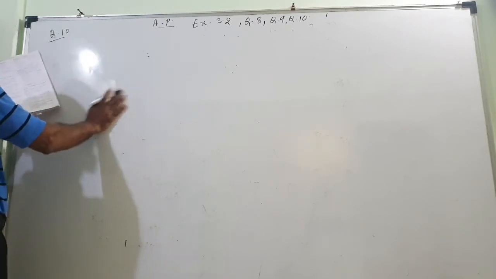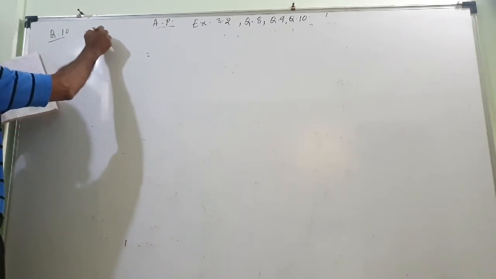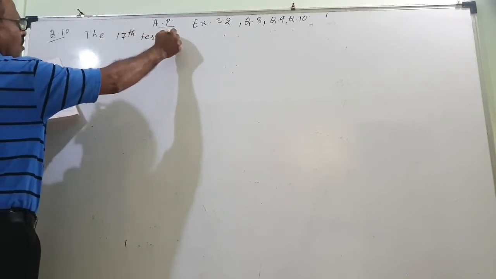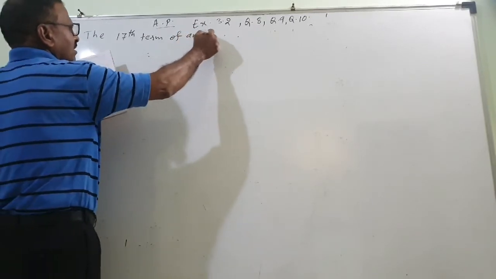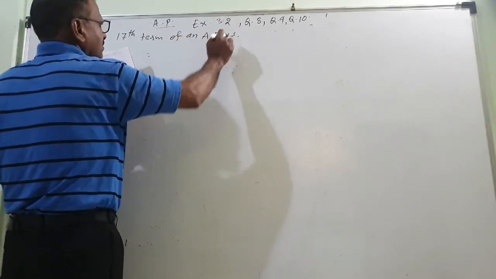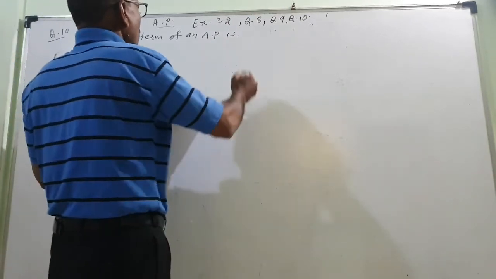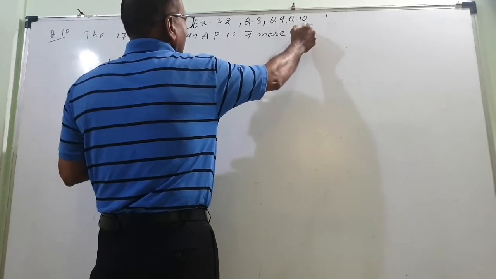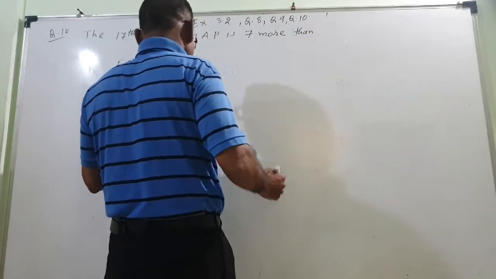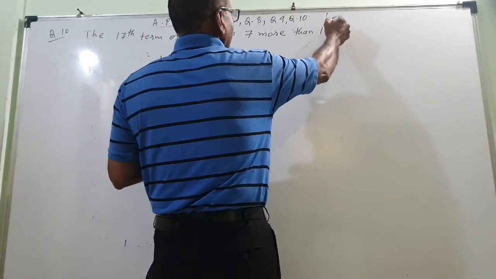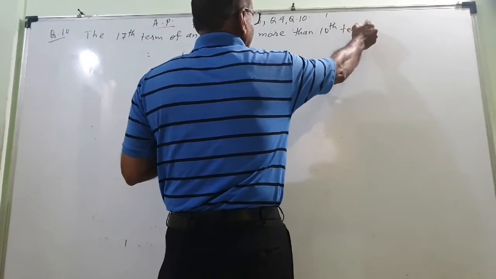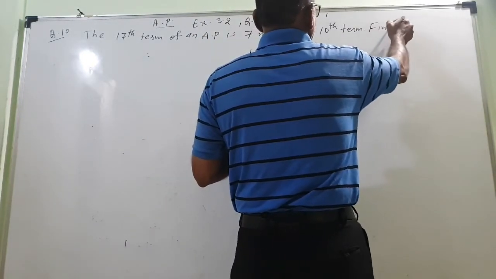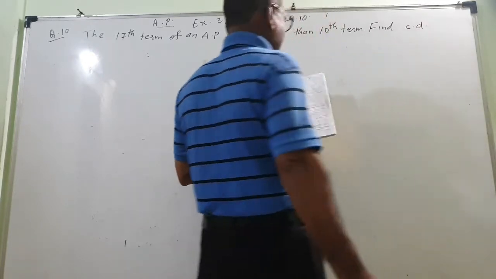The 17th term of an AP is 7 more than the 10th term. Find the common difference. CD means common difference.